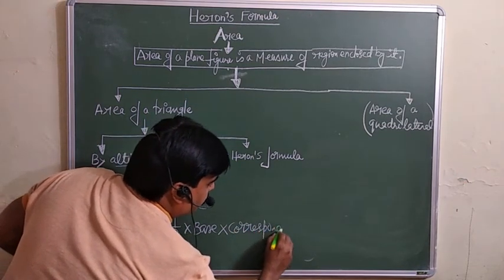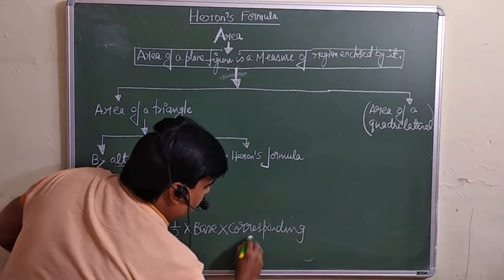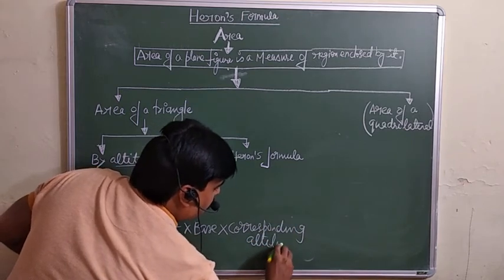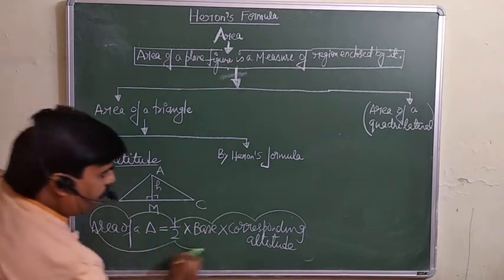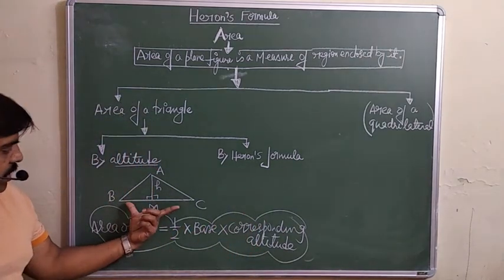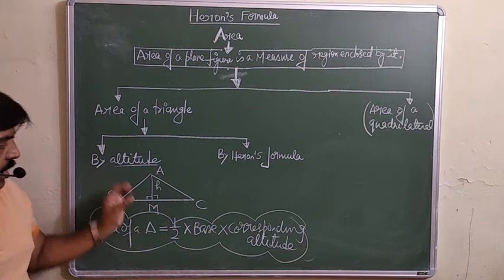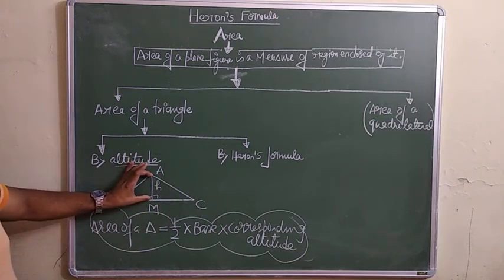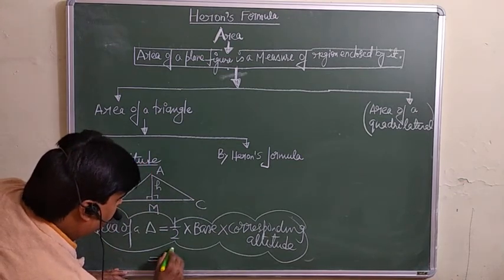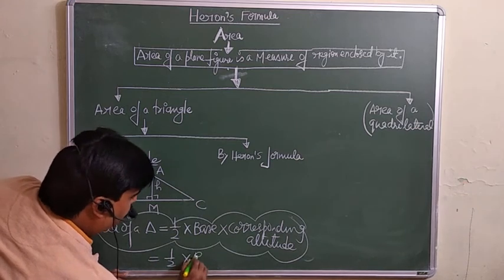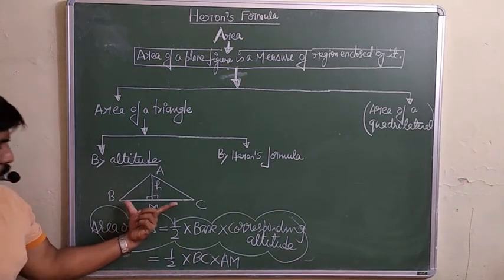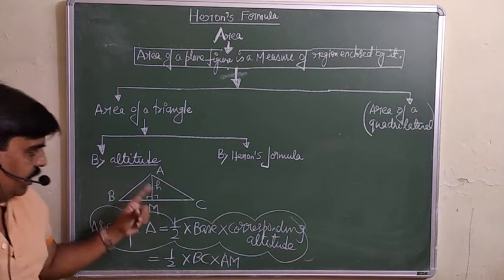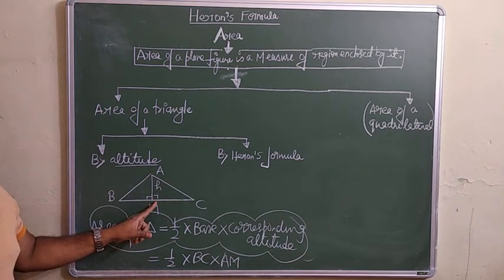Corresponding altitude. You are supposed to say the corresponding altitude. It means the base you are taking. I am taking BC as the base, and the perpendicular is falling on that base BC. So here it will be 1 over 2 into BC into AM. We are taking BC as the base, and the altitude must fall on that base.